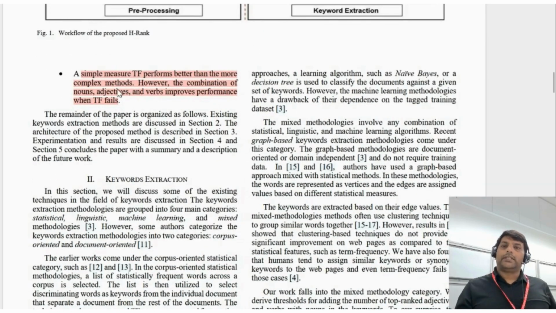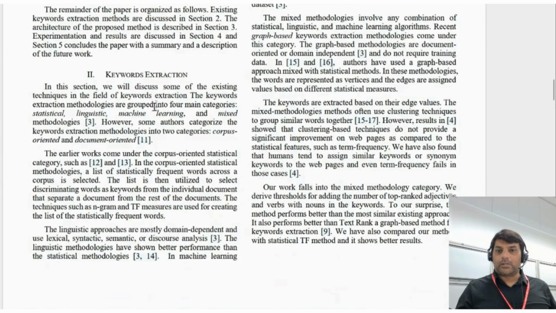We observed that a simple measure, term frequency, performs better than more complex methods. Of course, term frequency is always much better because the higher frequency words are the most frequent words and they can be keywords for a web page. However, the combination of nouns, adjectives, and verbs improves the performance when TF fails. So sometimes TF fails, and that is where the synonyms are utilized. So the combination of POS words can improve the state of the art methods.